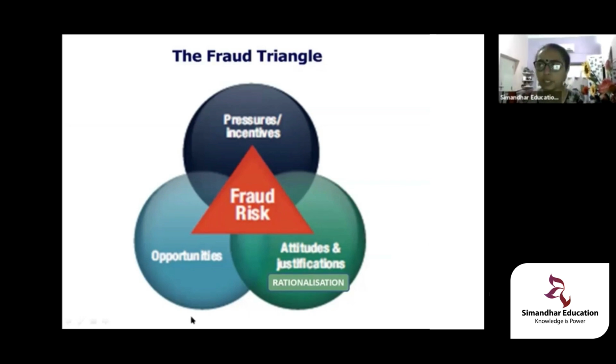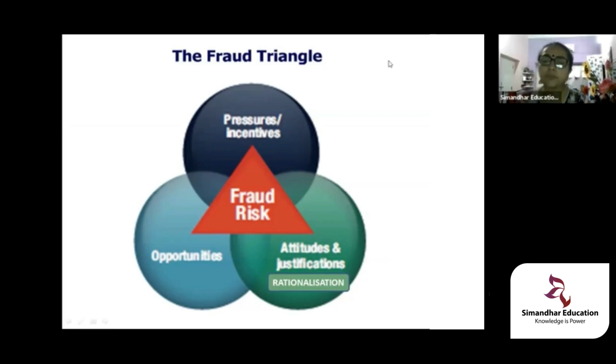Attitude and justification: finally, he removes his ethics, he kills his conscience and does it. That's called rationalization. So for fraud to be committed, all three should be there. Pressure should be there, opportunity should be there, and rationalization should be there. If any one is missing, can we do fraud when only two aspects are there? No, we cannot do fraud if any of them is missing.